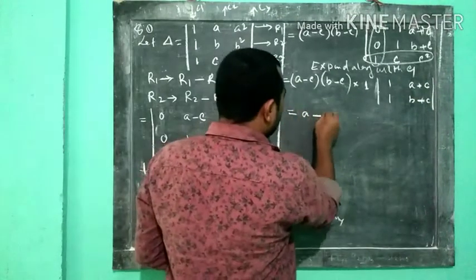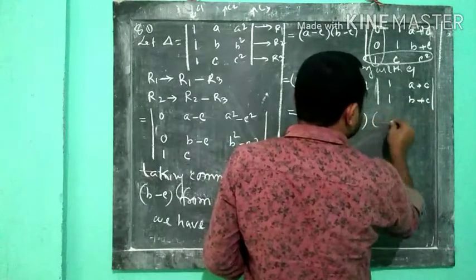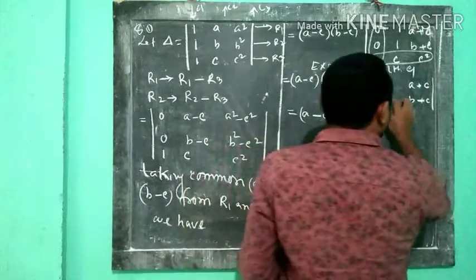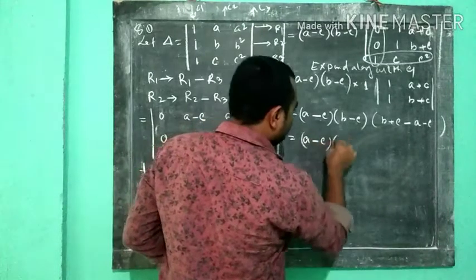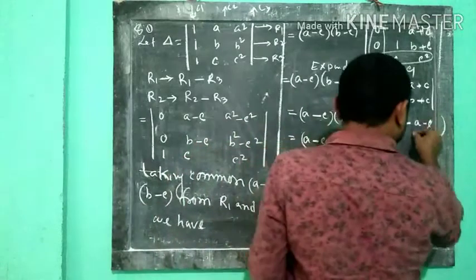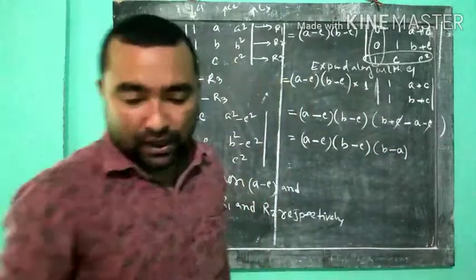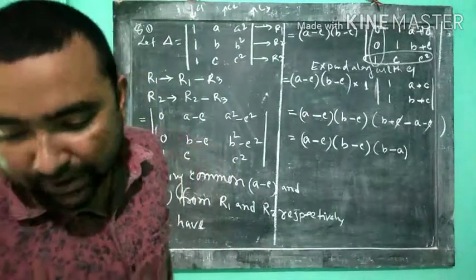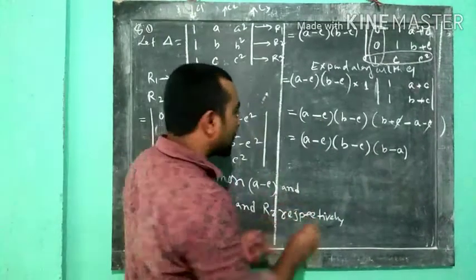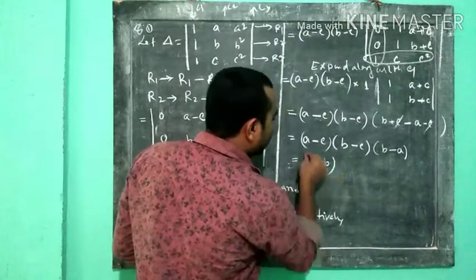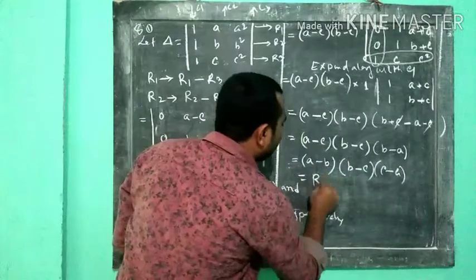This is equal to A minus C whole into B minus C whole into, multiplying this with this, B plus C minus 1 whole into A plus C, which is minus A minus C. So this is A minus C, B minus C, and the C and C cancel out. Then we get B minus A. But we are going to prove A minus B, B minus C, and C minus A. Now taking a common minus from this and this, the minus becomes plus. So this is A minus B, and this is B minus C, the same, and this is also C minus A, equal to the right-hand side.